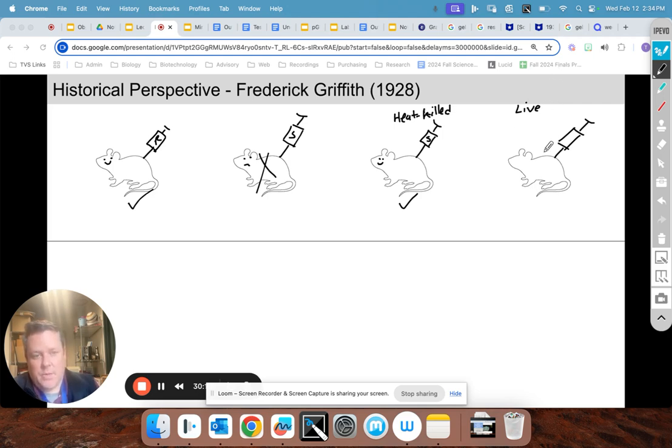Now we follow his procedures basically to do this, but he took live S plus heat-killed R bacteria. He mixed them in here individually. The mouse is fine. The mouse is fine. Mix them together, let them sit, and then inject it. And sadly, the mouse dies. But that shouldn't happen, right? Because it's combining this plus this, and individually they don't kill the mouse.